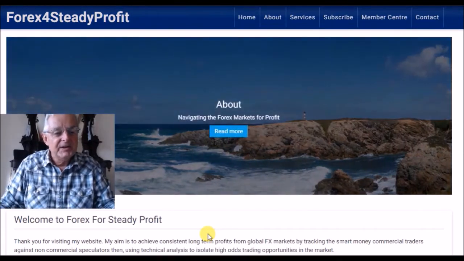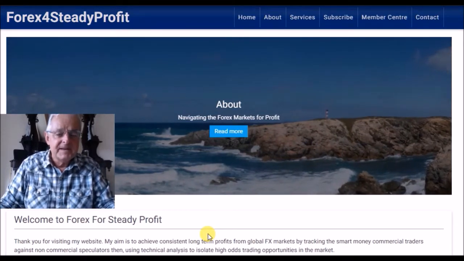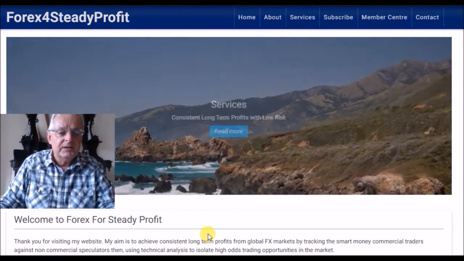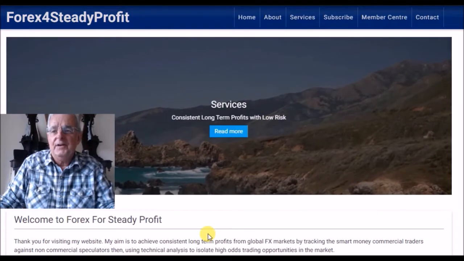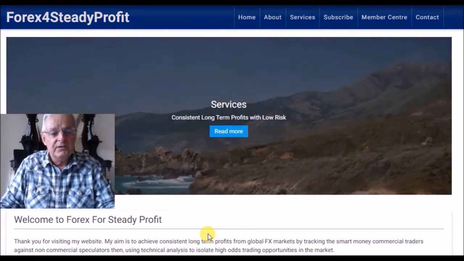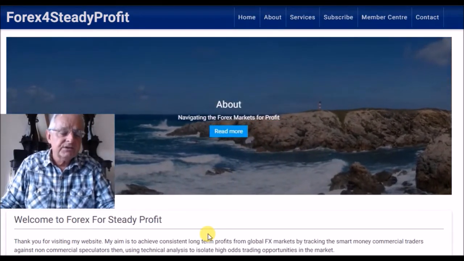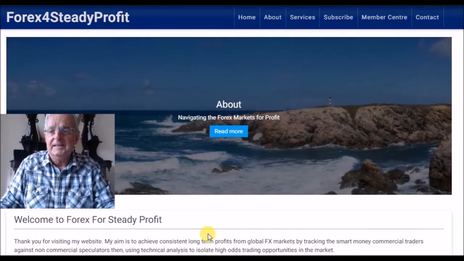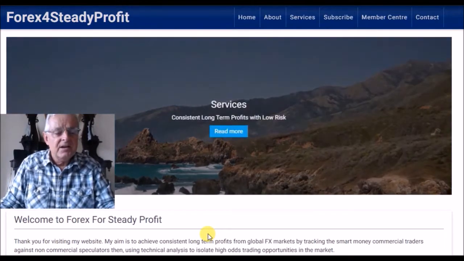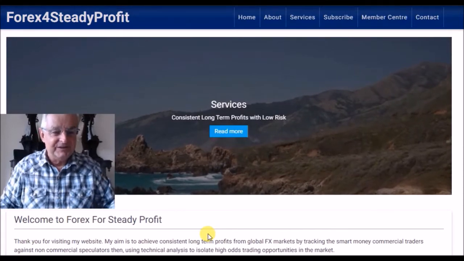ForexForSteadyProfit.com. I use the Commitment of Traders report, which comes out every week on a Friday, to give me an idea of market direction. I analyze the ratios of longs to shorts for the commercials and non-commercials, and I also look at the divergence on the pairs, and it gives me an idea of market direction. We'll just go and have a quick look at the charts.